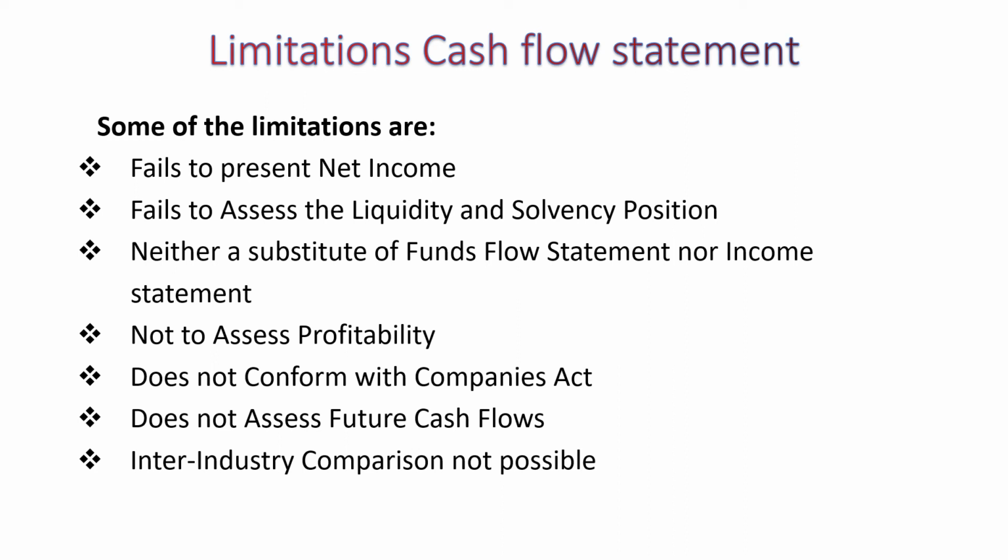Does not conform with the Companies Act. The provisions made by the Companies Act are in conformity with the profit and loss account and balance sheet, but not in conformity with the cash flow statement, which is prepared as per Accounting Standard 3. Does not assess future cash flows. Since the cash flow statement is prepared on the basis of historical cost, it does not help to know the future projected cash flows.